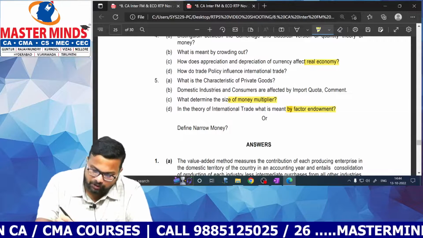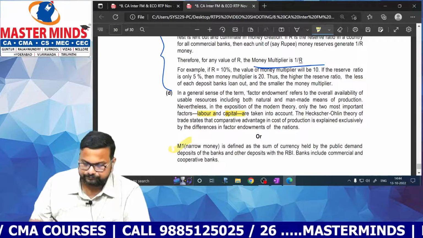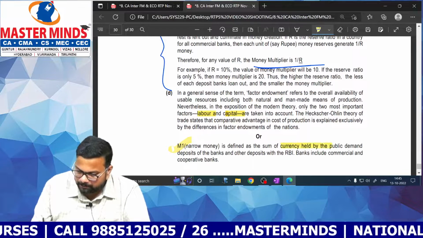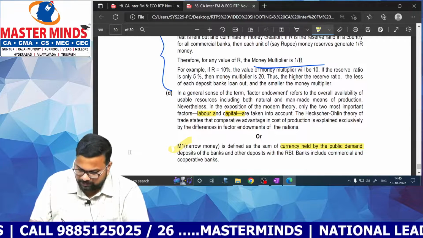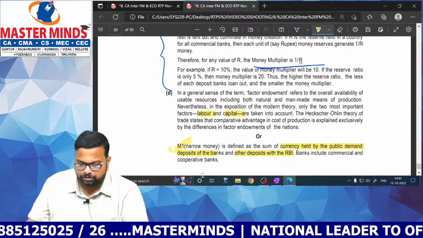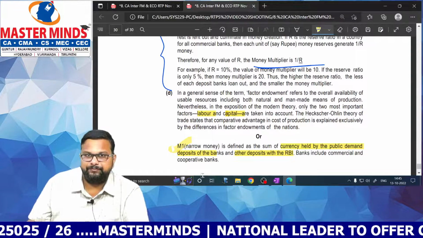Next, define narrow money. We all know what is narrow money. M1. Okay, so M1 is nothing but summation of currency held by the public plus demand deposits of banks plus other deposits of RBI. Here banks include both commercial and cooperative banks.